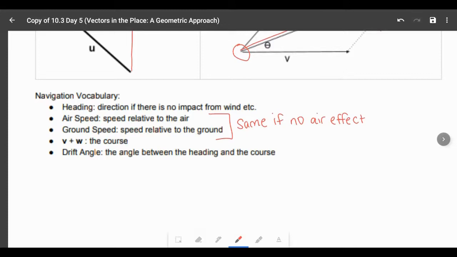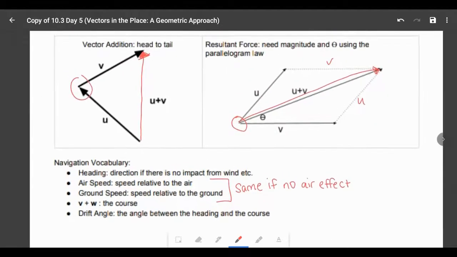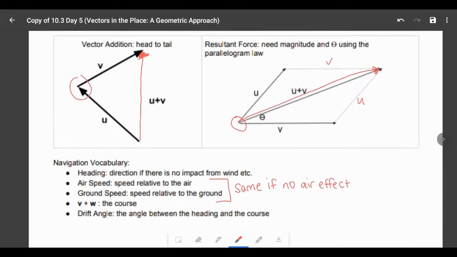V plus W, that's simply going to be the course of something traveling in most cases. And our drift angle is just going to be the angle between the heading and course. So if I look back at this parallelogram law again really quick, that V plus W is going to be that U plus V that we found here. And then that drift angle is usually going to be the theta in this diagram.